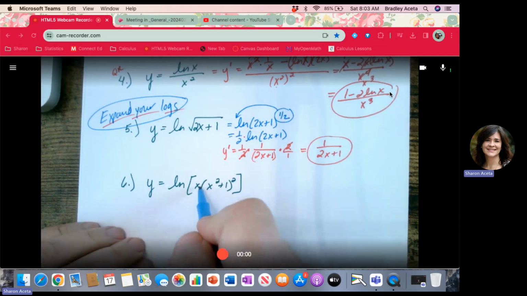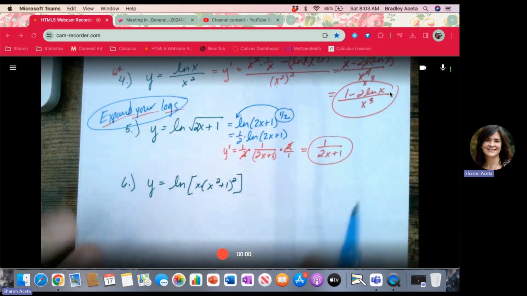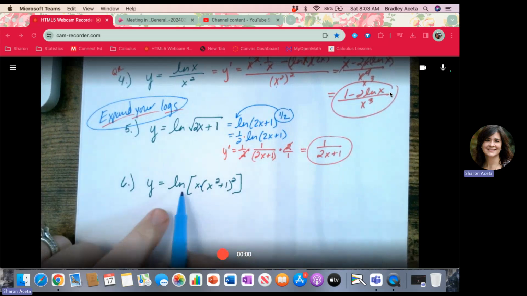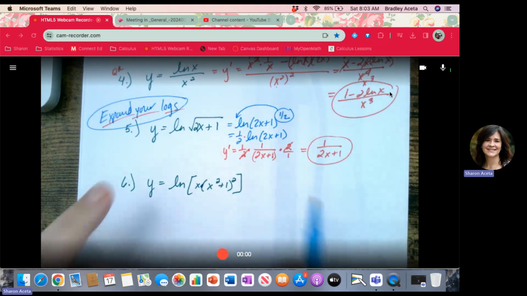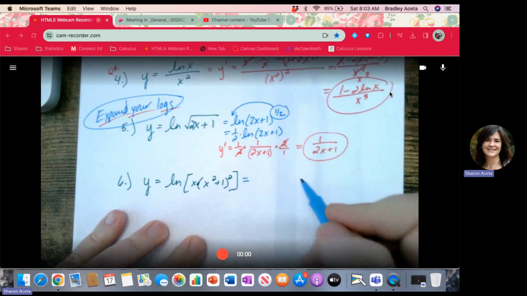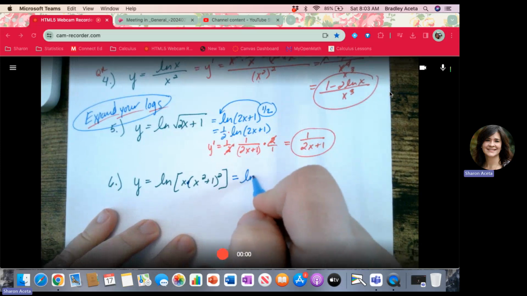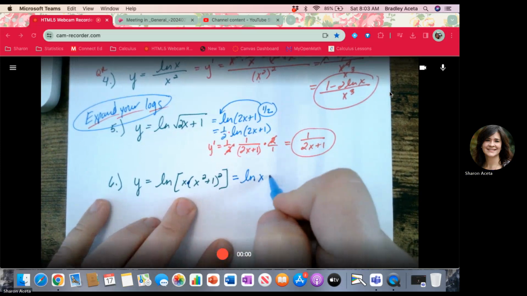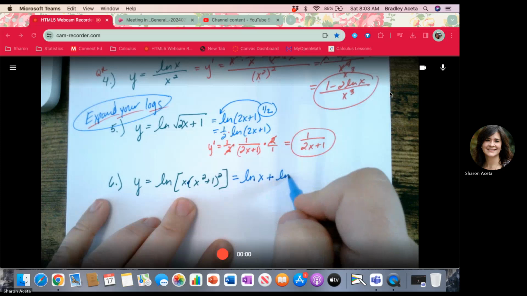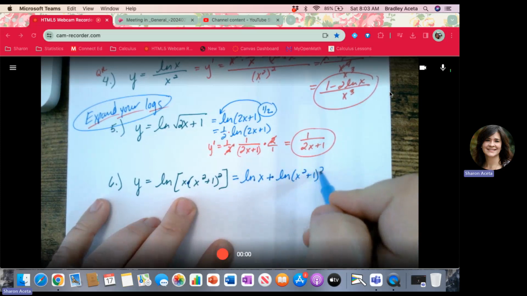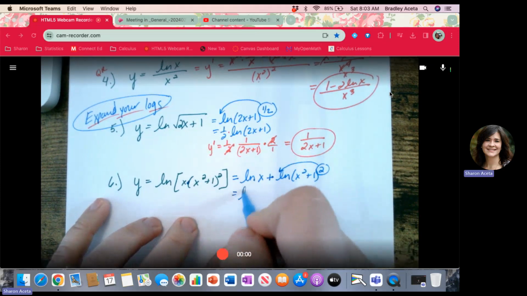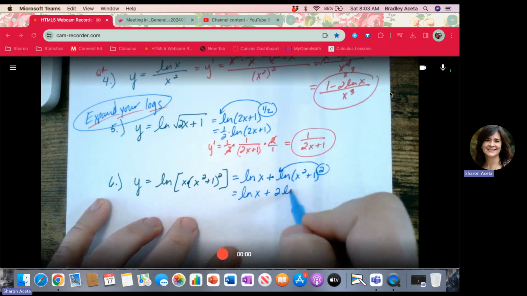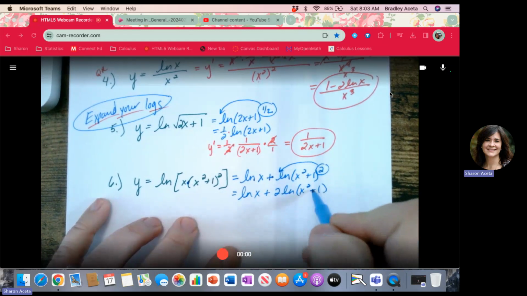It looks like I'm going to have to do a product rule with a u. No. Expand your logs. If you were to expand the multiplication of logs, remember that? It's addition. This would be the same as rewriting it as this: ln of x plus ln of x squared plus 1 squared. But then what can I do with that 2? I can bring it to the front. So it's ln of x plus 2 ln of x squared plus 1.